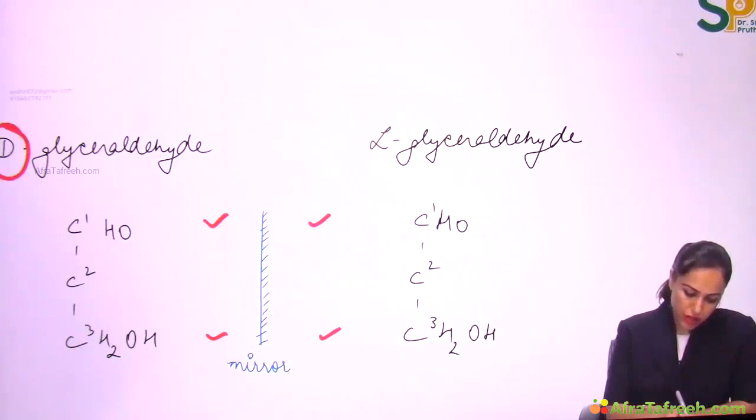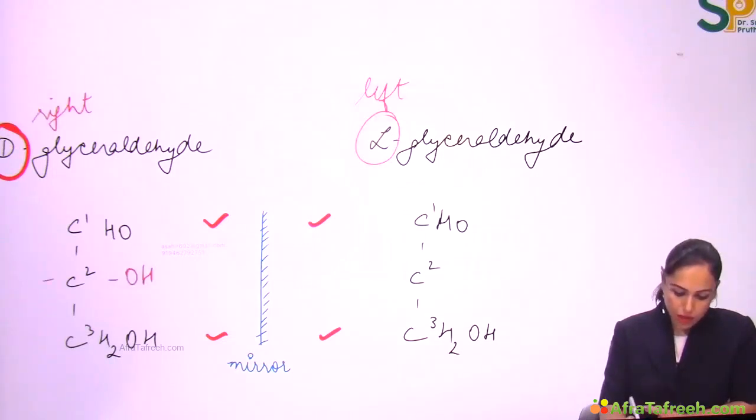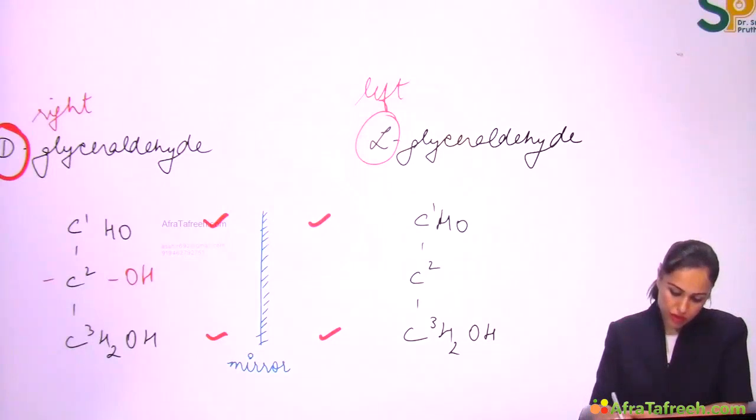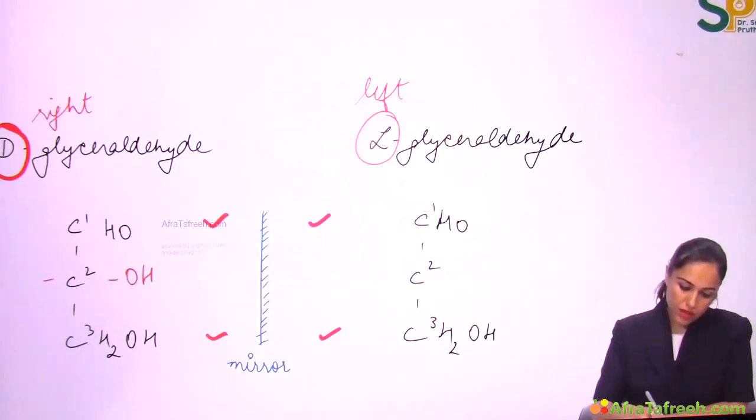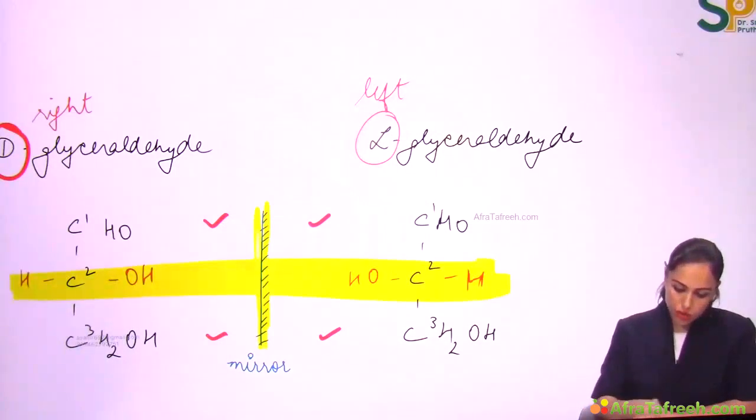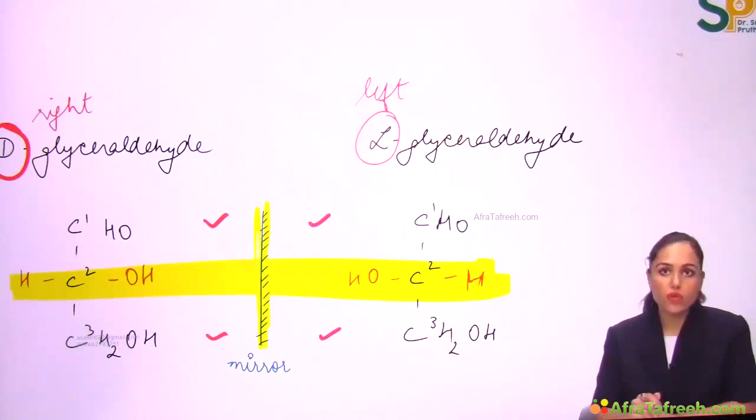So D-glyceraldehyde, D means right hand side, L means left hand side. So at C2, when OH is on the right hand side, it is D-glyceraldehyde. At C2, when OH is on the left hand side, then it is L-glyceraldehyde. And now there's a mirror in the center of both these compounds. You can see that they both are isomers. They are mirror images of each other, right?